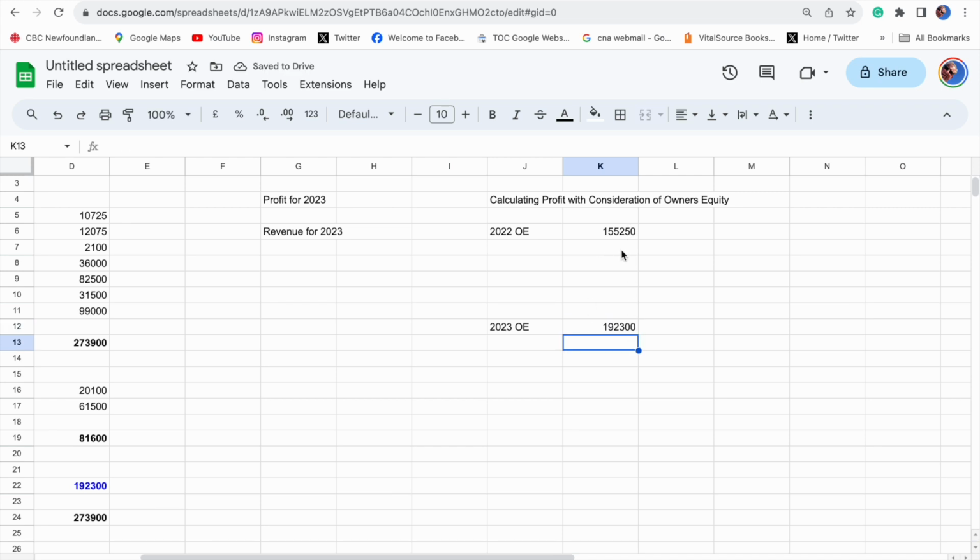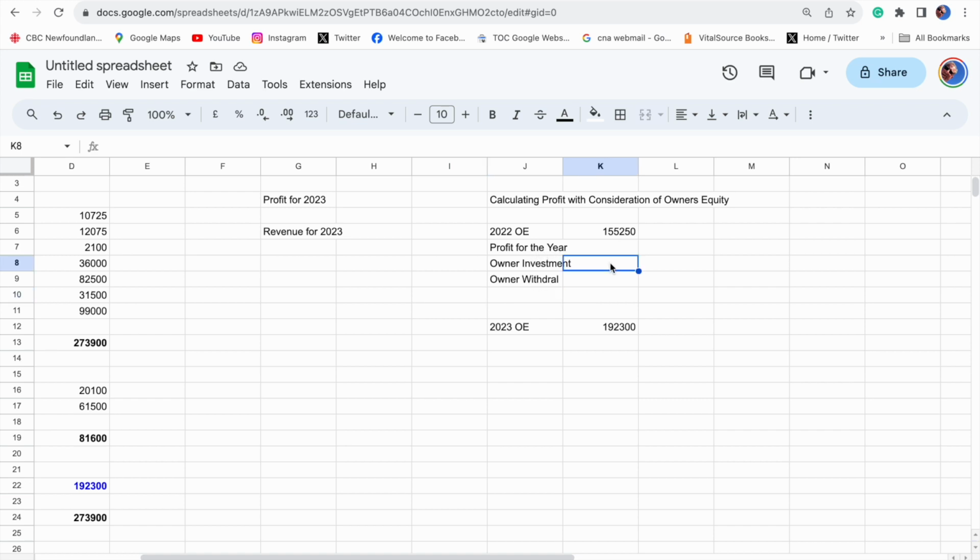So we know something happened to change owner's equity. Well, the only way that owner's equity can change is profit, or owner investment. In other words, the owner puts money in the business, or owner withdrawals. Okay, so let's just figure out what happened. Well, we don't know the profit for the year. We know we don't know that.